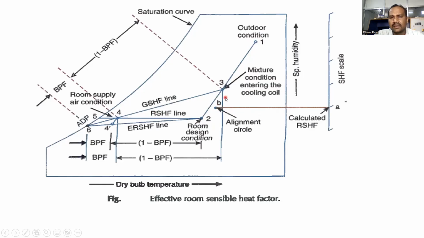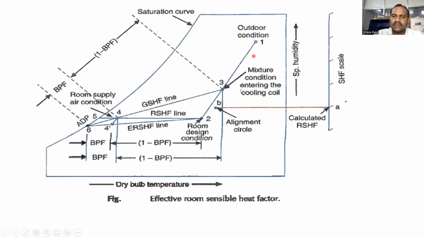I'm repeating again. First you need to evaluate the sensible heat factor, and the value is assigned as A. This is called the sensible heat factor scale from 0 to 1. For example, if it is 0.8, at 0.8 locate a small dot and assign it as A. And at 25 degrees and 50% RH, we have a small circle in the psychrometric chart itself. That is B. Then join AB. This line is called the baseline, alignment line or reference line.